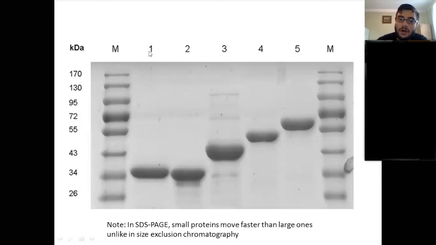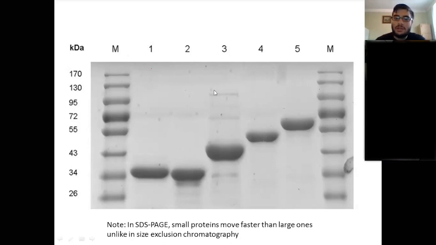And then each protein in each of the wells, 1, 2, 3, 4, and 5, in each of the columns, has one protein. So the protein has hopefully already been purified using either chromatography or something else. And then you're just trying to make sure that this protein actually has been purified. That's the main use of SDS-PAGE. And you can see what the size of the protein is. So in column one, the size is 34 kilodaltons. Same thing with two. Three is a little bit bigger. Four is bigger. Five is bigger. This is what it should look like.